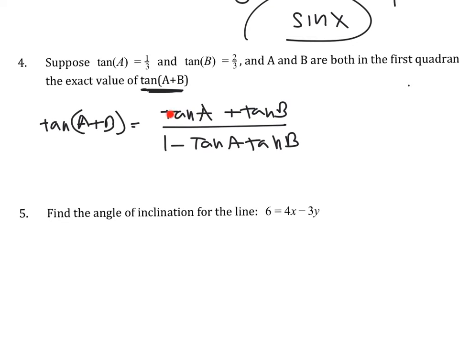Now, this says tan of A. That doesn't mean throw in a 1/3 here for A. A isn't 1/3. Tan of A is 1/3. Tan of B is 2/3. So wherever you see a tan of A, put in a third. Wherever you see a tan of B, put in 2/3.